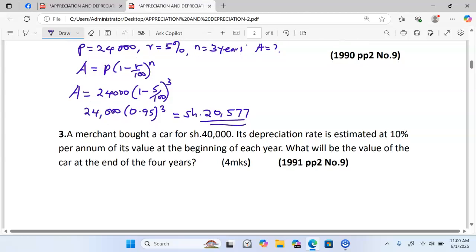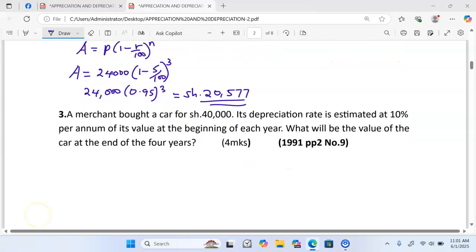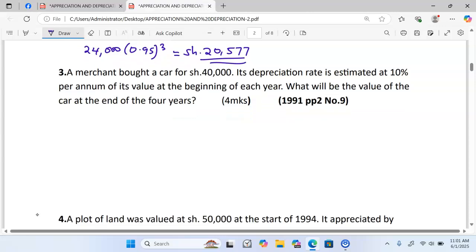We move to question number 3. Question number 3 reads, a merchant bought a car at 40,000. This is the buying price, which is the same as the principal of 40,000. Its depreciation rate is estimated at 10% per annum of its value at the beginning of each year. That is 10% rate. What will be the value of the car at the end of 4 years? That is our n. In this case, what we are looking for is the amount which we don't have.